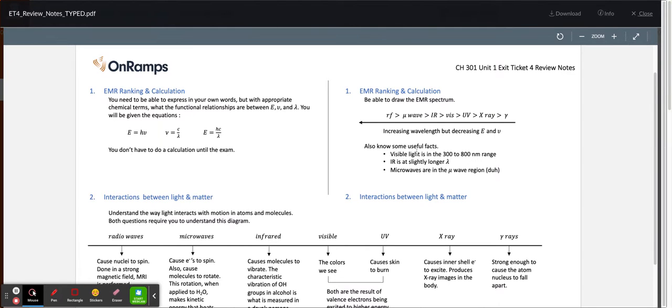The biggest fact I would know is this one right here. Visible light is in the 300 to 800 nanometer range. That's right here on the spectrum. Visible is 300 to 800, and I want you to notice the arrow here is going to the left and gets longer this way. So that means that IR is above 800, whereas UV is less than 300.